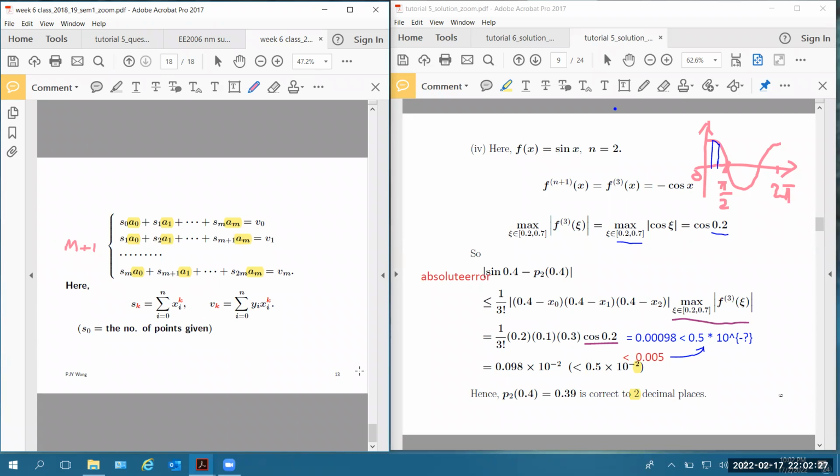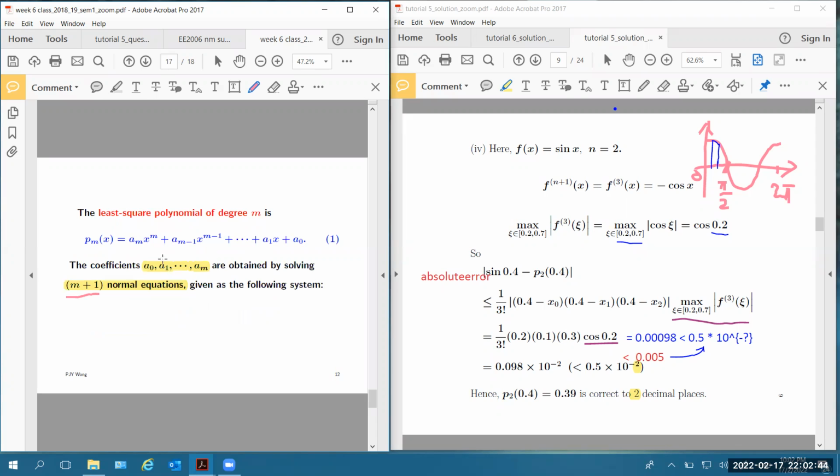These are definitions. So what we do is we go and calculate the sk and the bk. Then you get all the numbers already, and you put them into your simultaneous equations and solve for A0 until AM. After solving, you put them inside here and you get your answer. So that's least square polynomial. Is that okay? Any questions so far?